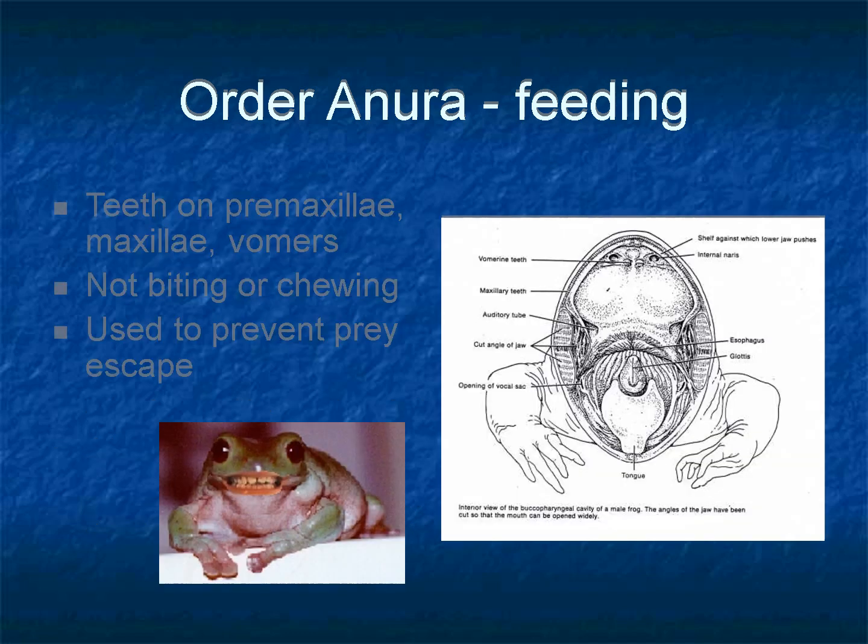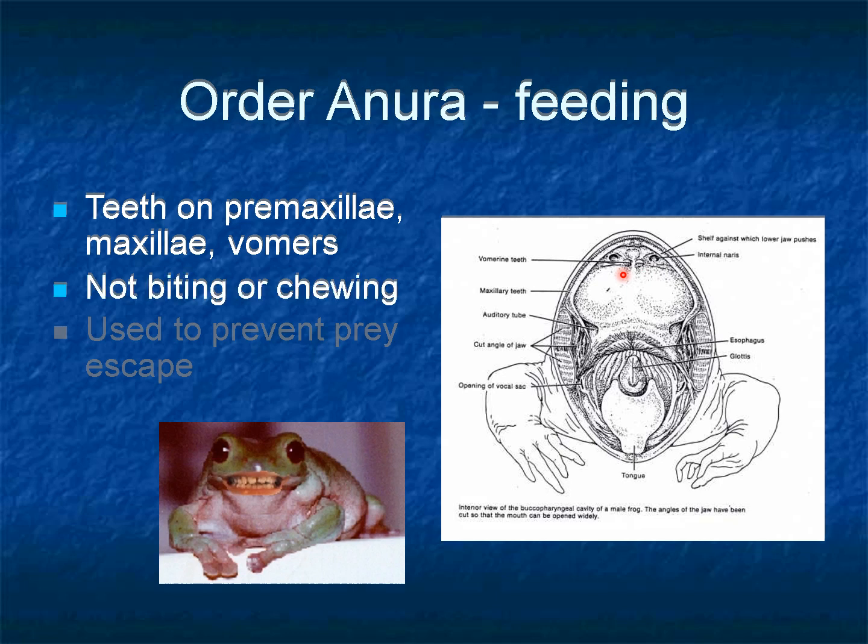In frogs, on the roof of the mouth, teeth are present on the premaxillae, maxillae, and vomer. These are the maxillary teeth and these are the vomer teeth. These teeth are not for chewing or biting; rather, they use them to prevent their prey from escaping.